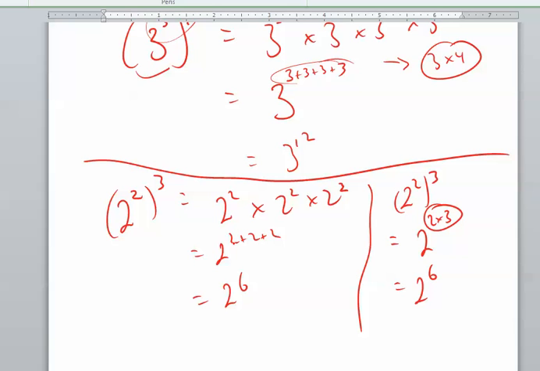Okay, so it's the same thing. There are 3 groups of 2. That's where this 2 times 3 comes from, because we're getting it multiplied by itself 3 times. And so that's how the power to a power works.